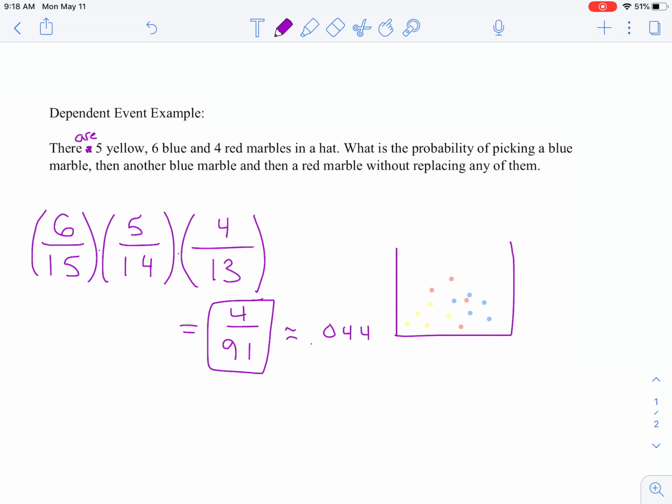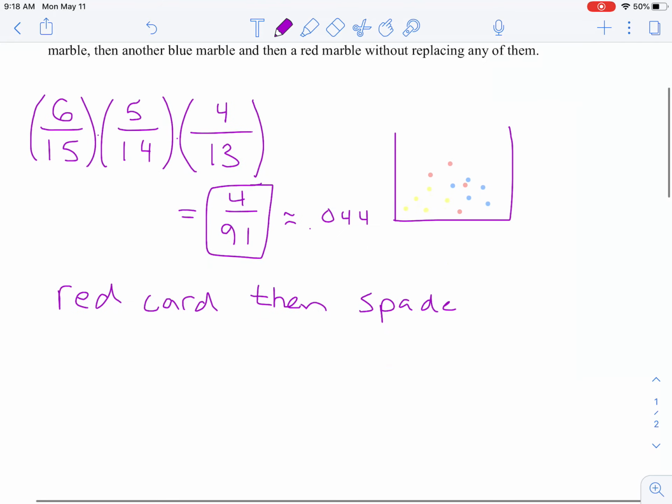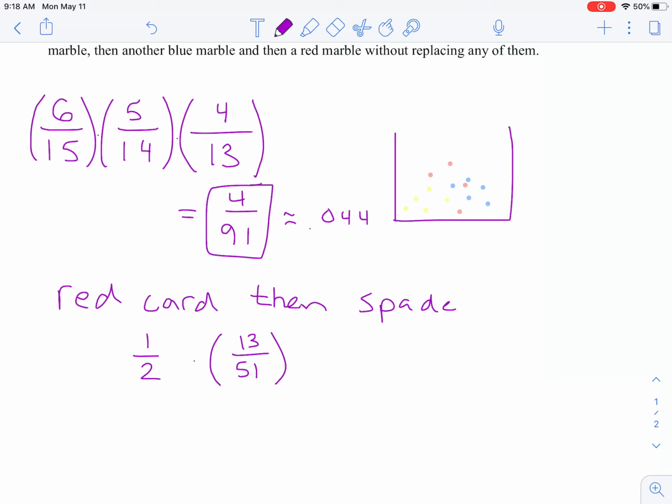This is very common with cards. Okay, if we had a card example, maybe they talk about picking a red card, then a spade, which is a black card. What's the probability that's going to happen? Well, probably I'm going to get a red card is 1/2. And a spade, well, that's a quarter of the deck. Well, the problem is we've already taken a card out of the deck. So there are still 13 spades, but there are only 51 cards. And that's 13 over 102.